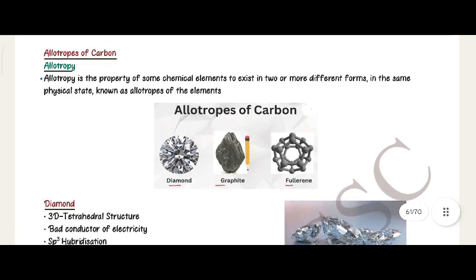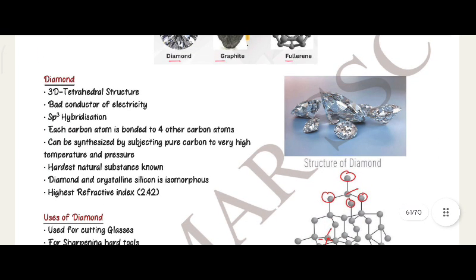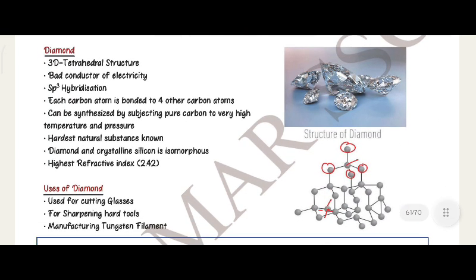Allotropes of carbon. Allotropy is the property of some chemical elements to exist in two or more different forms in the same physical state, known as allotropes of the element. Allotropes of carbon: diamond, graphite, fullerenes. Diamond has a 3D tetrahedral structure and is a bad conductor of electricity. sp3 hybridization. Each carbon atom is bonded to 4 other carbon atoms.